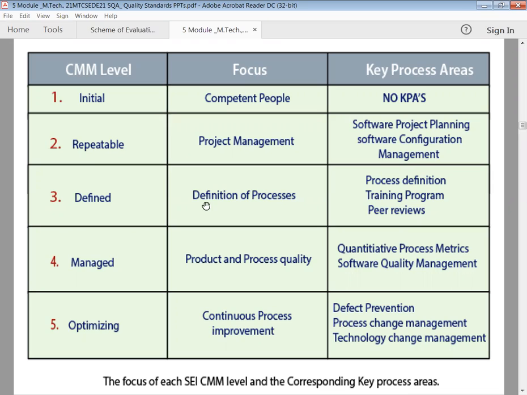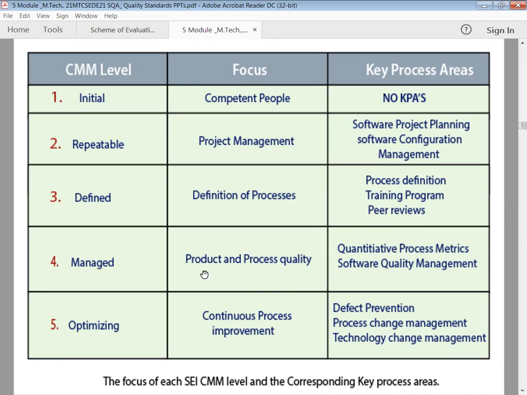And the third one is the defined level. Here we will give focus to the definition of processes. What are the processes we are following in our organization? How are they targeted: process definition, training program, and peer reviews. So the third level has well-defined processes, and each process should be well-defined. Training should be given for each and every process, and the peer review process plays an important role.